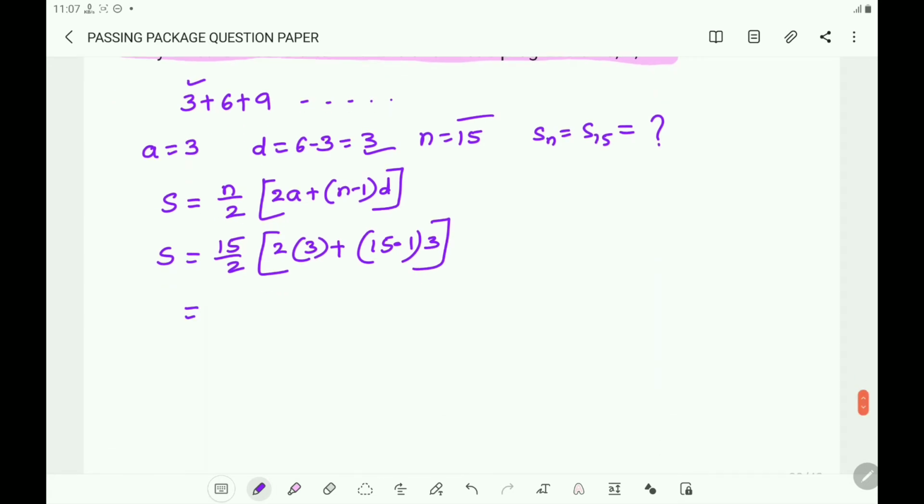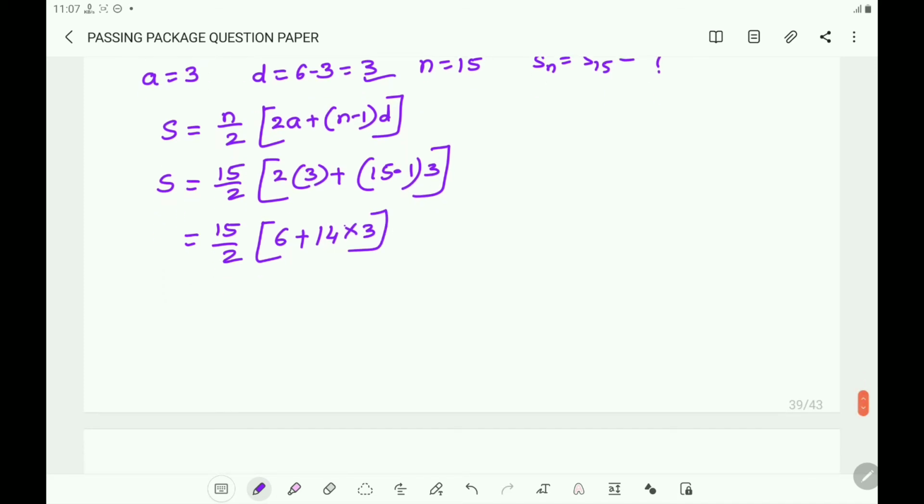Then you write 15 by 2 into 2 3s are 6, 6 plus 4 minus 1. 15 minus 1 is 14, 14 into 3. You can write it here like this, or otherwise you write like this also. 14 into 3, that is also correct. That equals 15 by 2 into 6 plus, what is the product of 14 and 3? That is 42. 14 3s are 42. So write 42.